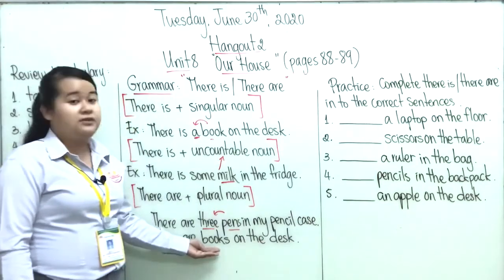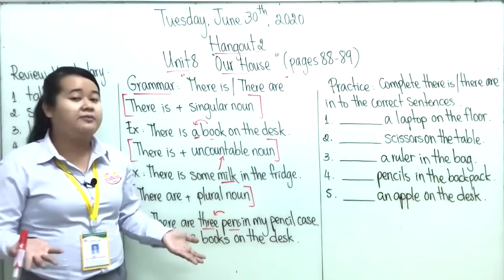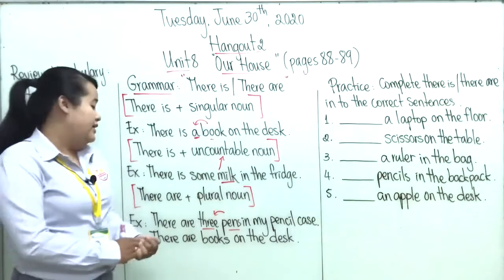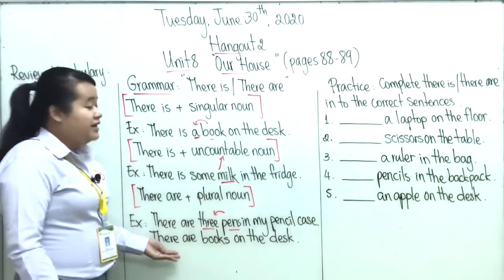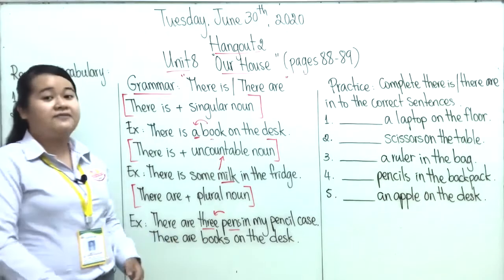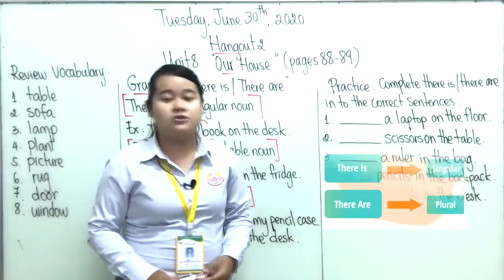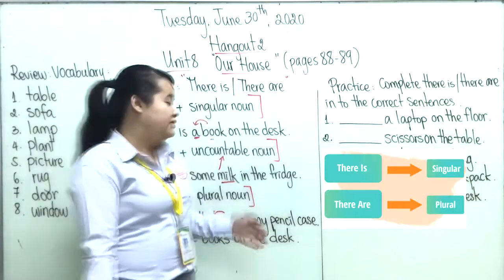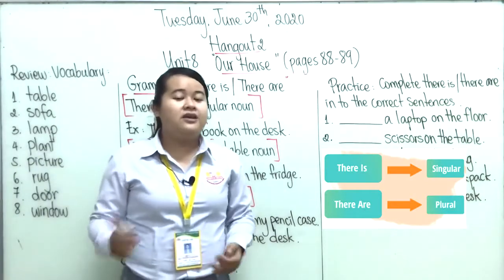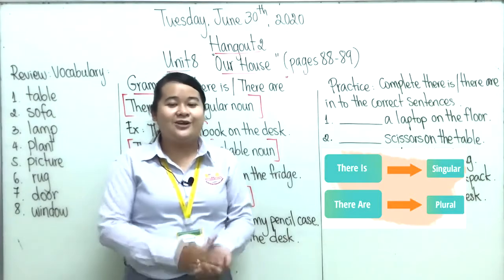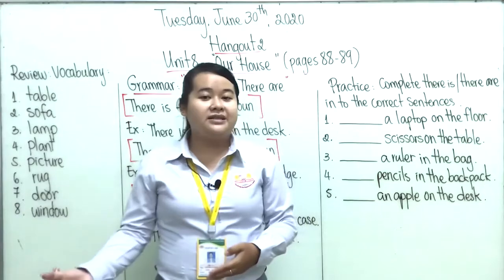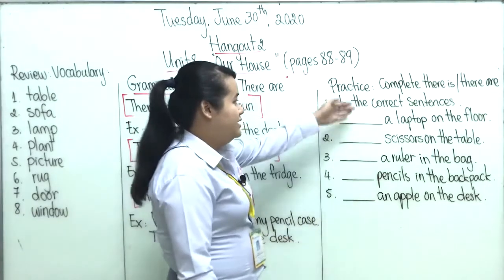Books, this one has s, so teacher doesn't know how many books, right? That's why we put s. S means a lot, right? Okay, so if a lot, more than two, we need to use there are. But if there is only one, which we call singular noun, we need to use there is. But if that one is uncountable noun, we need to use there is also. You got it, everyone?